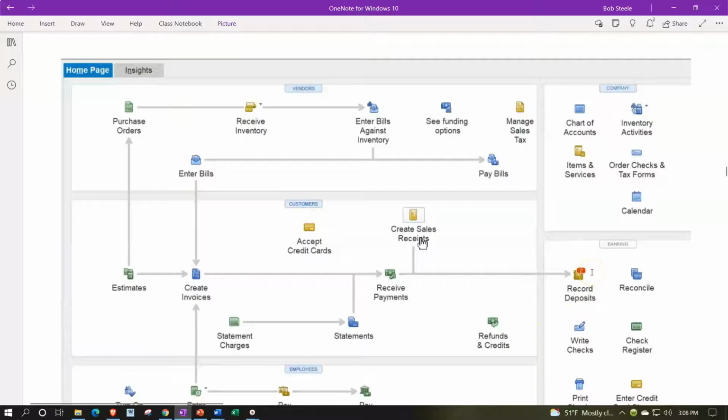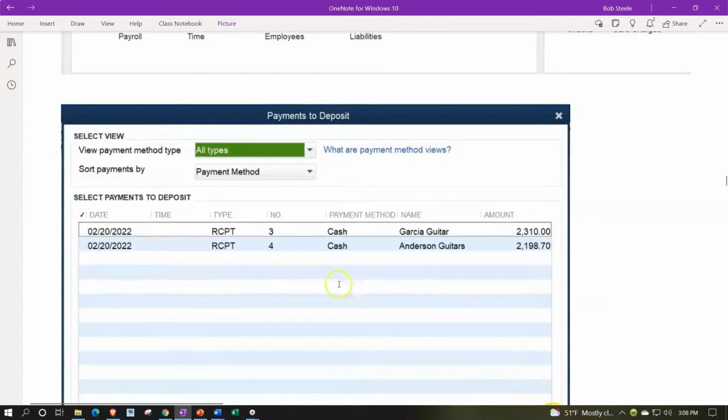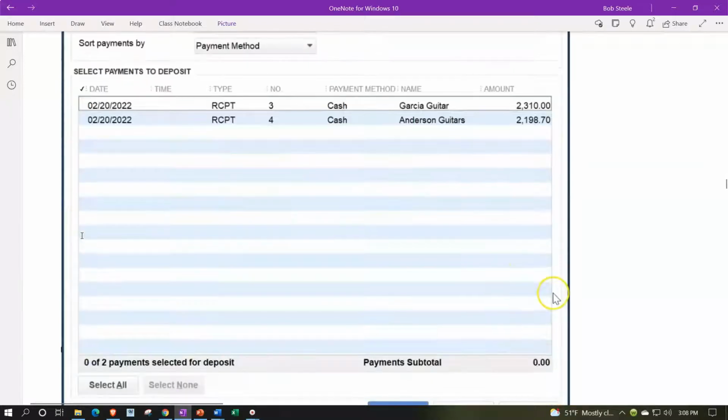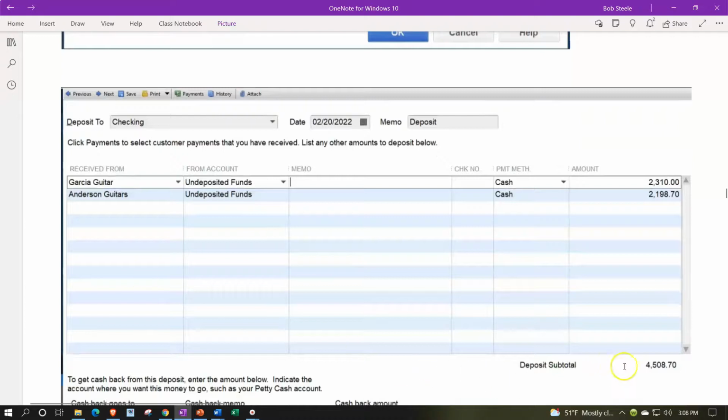Now you can see that we have these two items that are ready for deposit. The little 2 represents the fact that those items are in undeposited funds. We could then group them together. If I click on it, here are those 2 items. I can check them both off if we're assuming that we're going to deposit them at the same time, and they're going to show up in the bank statement as one lump sum of, in this case, $4,508.70.